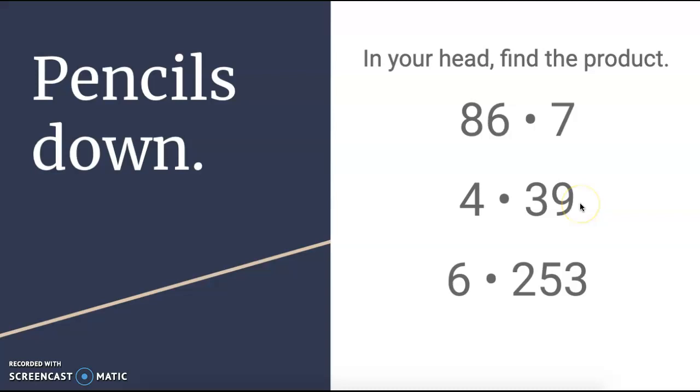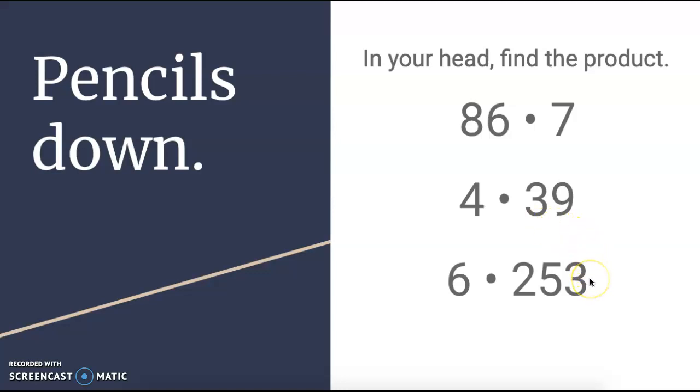On the second one, 4 times 39, we can do it the same way and break this up into 30 for the tens and 9 for the ones, and do 4 times 30 is 120, and then 4 times 9 is 36, and then add those together to get 156. Or what I actually do for this one is, because 39 is really close to 40, it's only 1 away, I think of this like 40 minus 1. So then 4 times 40 is 160, and then 4 times 1 is 4, so 160 minus 4 gets me 156, just in a different way.